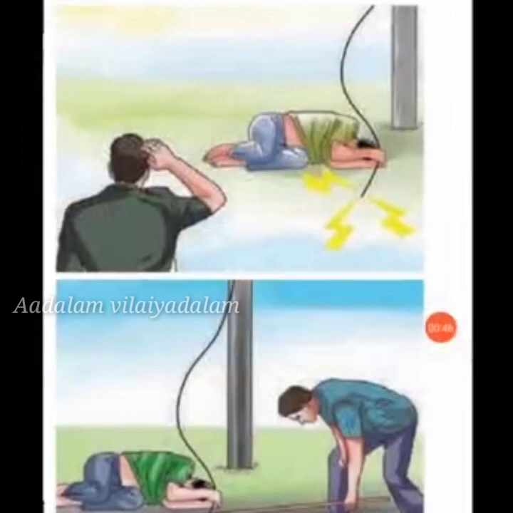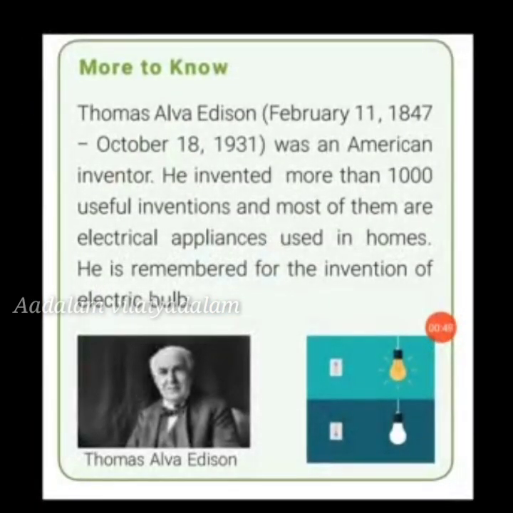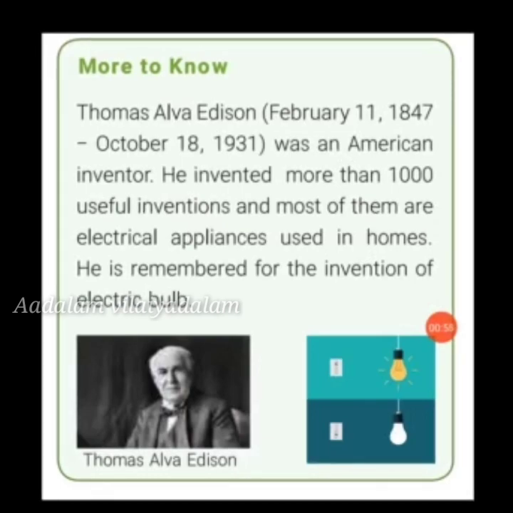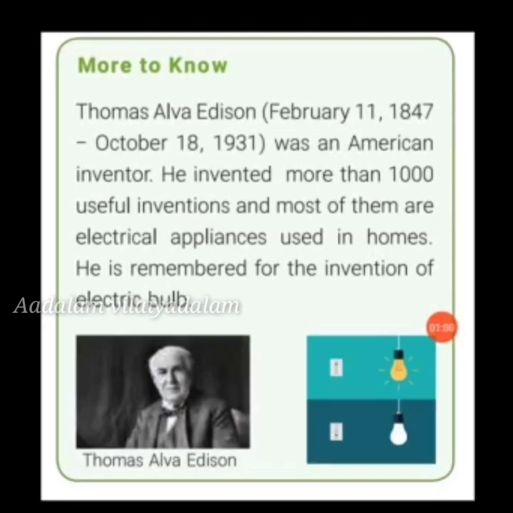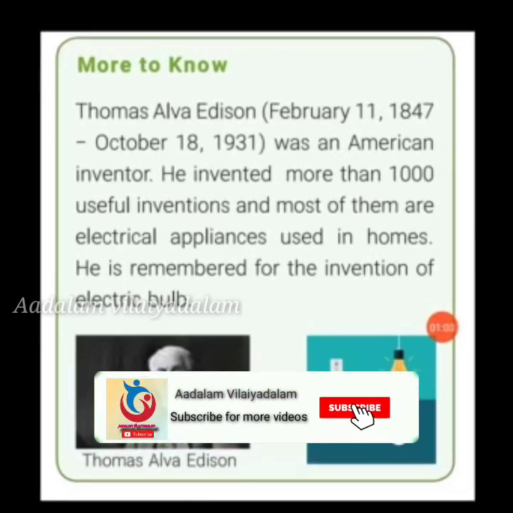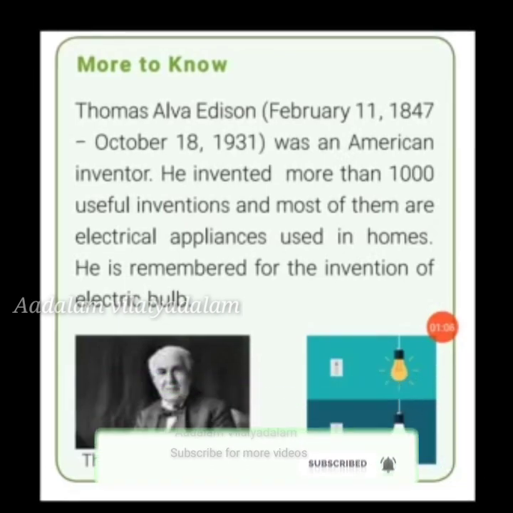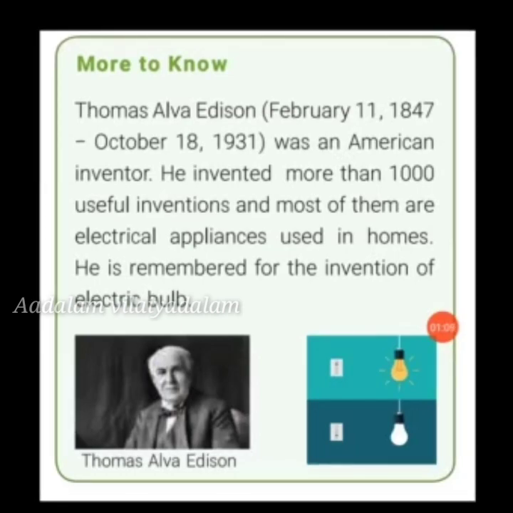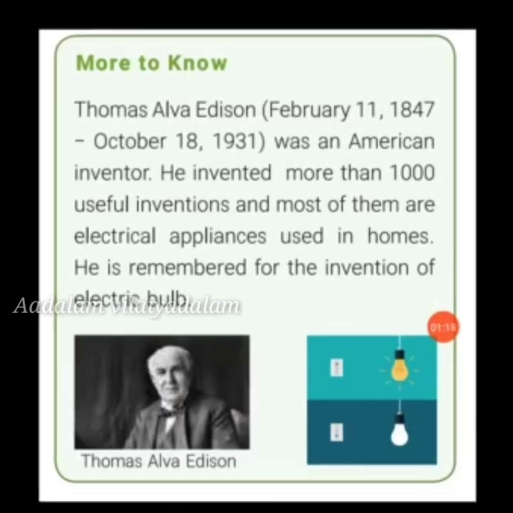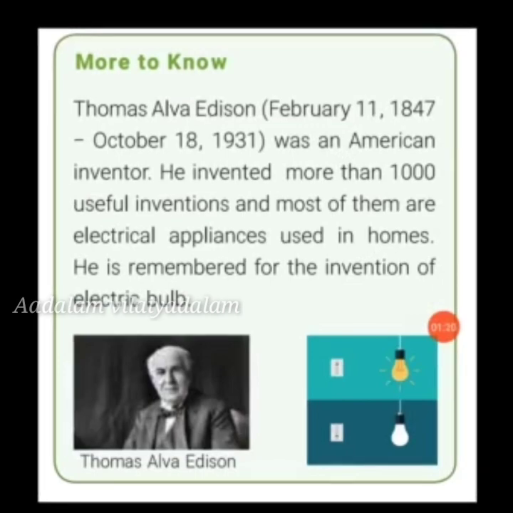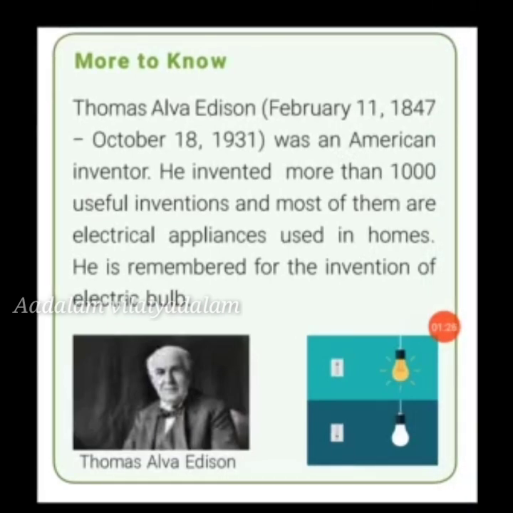Okay, understood? Next I ask one question. Who invented the electric bulb? You know the answer? Right, Thomas Alva Edison. Thomas Alva Edison invented the electric bulb. He was an American inventor. He invented more than 1,000 useful inventions and most of them are electrical appliances used in homes. Clear? So the second lesson is over. I hope you all understood, right?